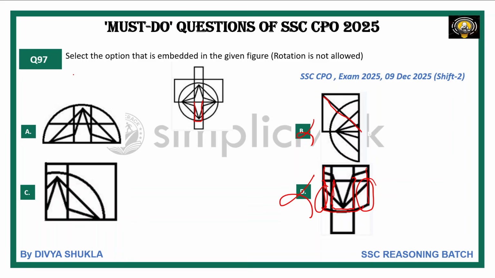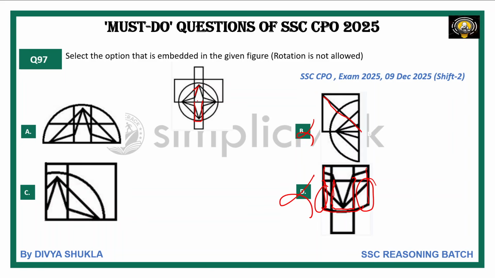Option C, you can see that only one slant line is given from this point. And this line and this line, two lines basically, are given. So yes, these two lines are given here.